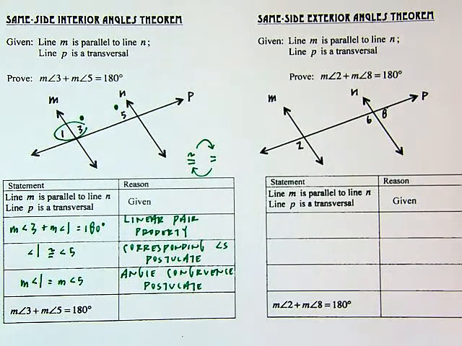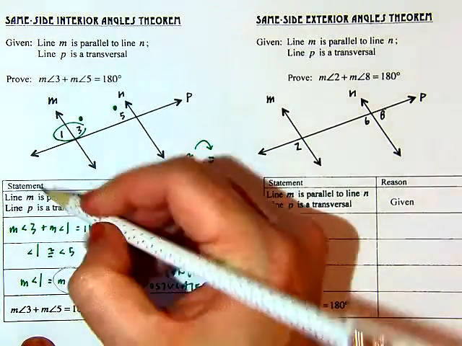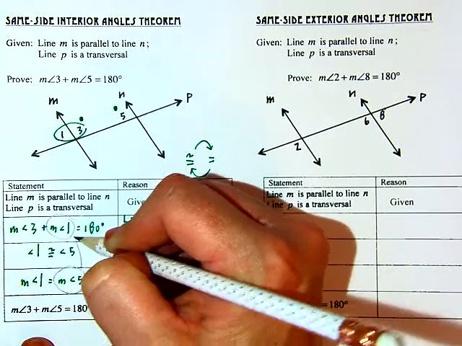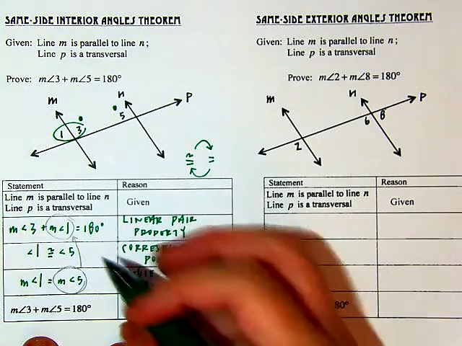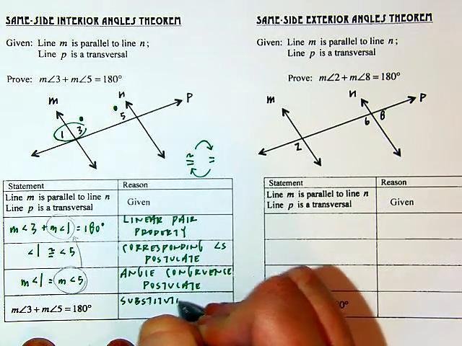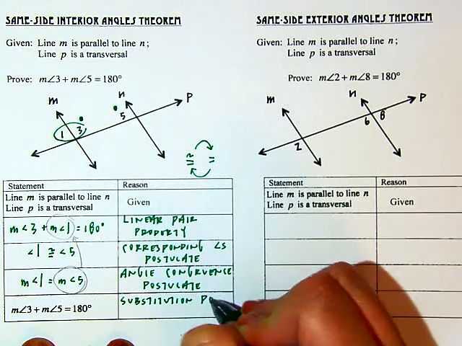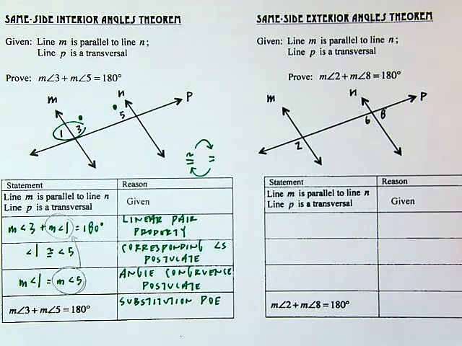So now I'm ready to do a little swap. I'm going to take this measure of 5 and plop it in for this measure of 1, just like that. If I know that measure 1 and 5 are the same, I'm just going to plug in that 5 for that 1 right there. So I'm closing out using substitution. So this would be the substitution property of equality.